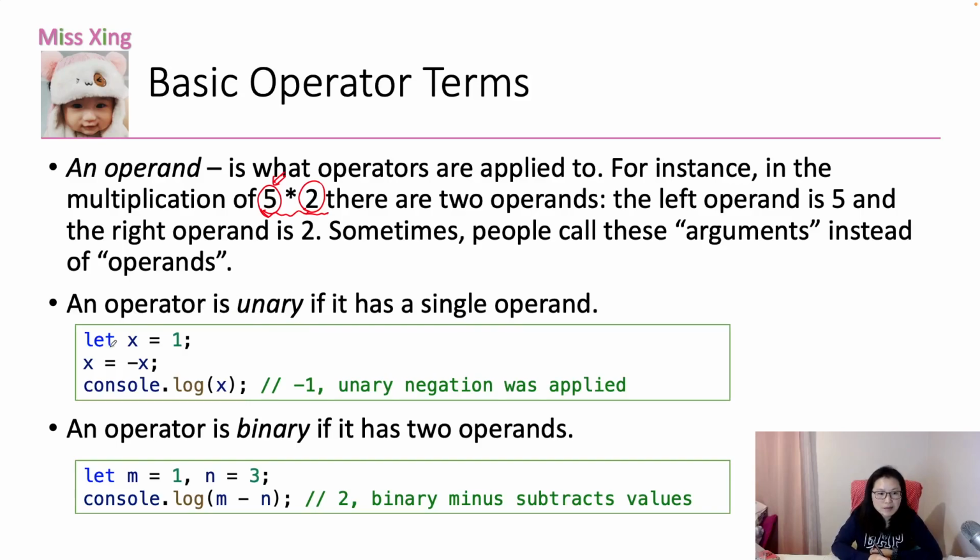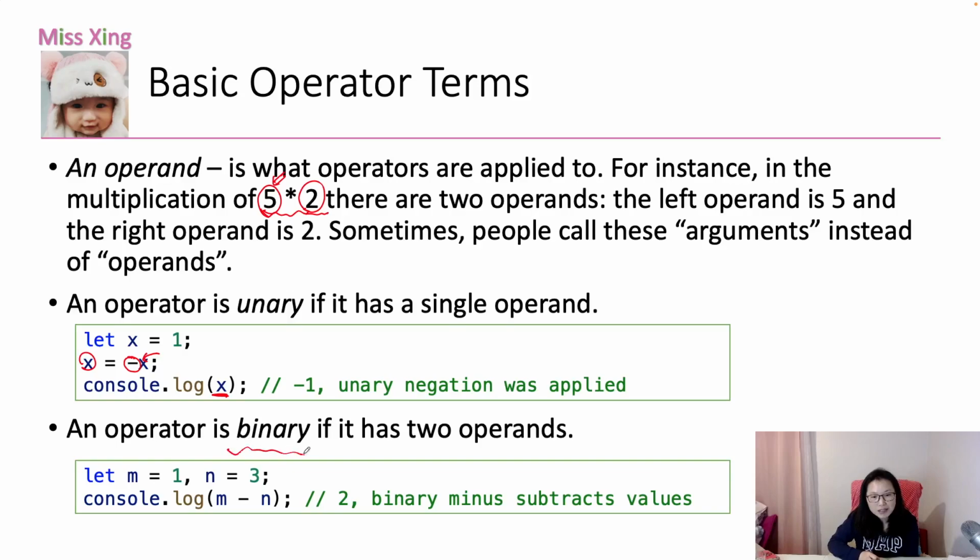An operator is unary if we only have a single operand. Let's take a look at an example. Suppose I have let x equals 1, and then an operator minus applied on one operand. In this case, we call minus a unary operator. We just do minus x, which is minus 1, and assign it back to x. So when we console log, we will see minus 1. This is unary: an operator applied on a single operand.